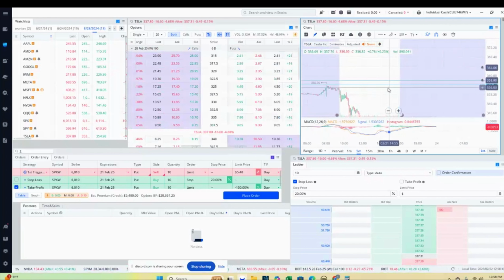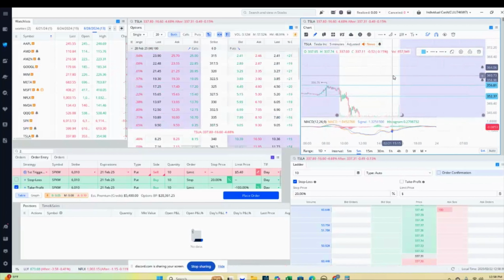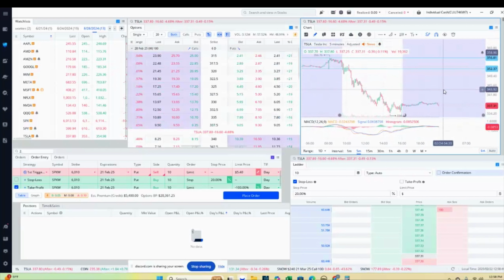But it's always good to follow news, right? To be honest with you, definitely when you trade options, it's always good because you can ride that wave and benefit from it. So yeah, it's a great call. It was a wonderful, wonderful trade.